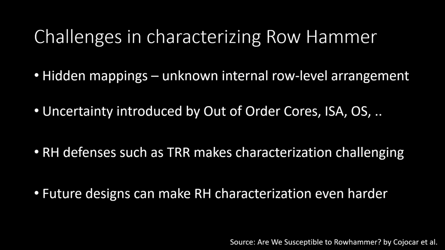the internal mapping itself, but there are challenges, and one of the biggest challenges is uncertainty introduced by the out of order cores, operating systems, and certain memory controller policies. And recently, there are defenses such as targeted row refresh that make this characterization and reverse engineering challenging. And since we have all these tools, they are great. They give us a lot of information, but future designs can make this reverse engineering even harder. So that's why we need to think about how we can characterize row hammer, how we can reverse engineer internal mappings and understand it better.